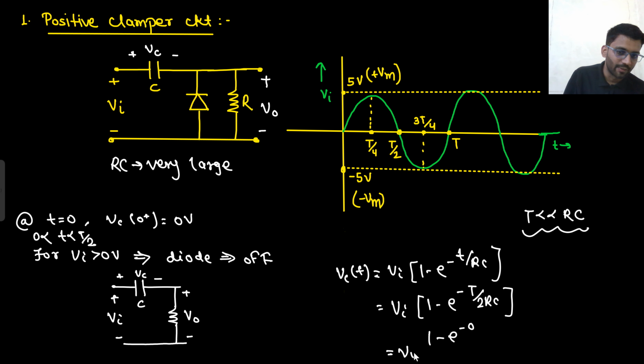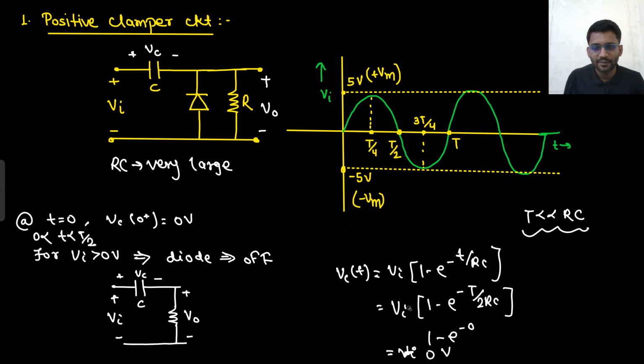So what will it be? It will be 0 only. 1 minus e to the power 0 is 1, so it will be 0 volt only. So in the time period t by 2, the capacitor will not even charge. If the RC value is very large, that means it can neither charge nor discharge. Are you getting this point? It needs a very large window to charge or discharge.